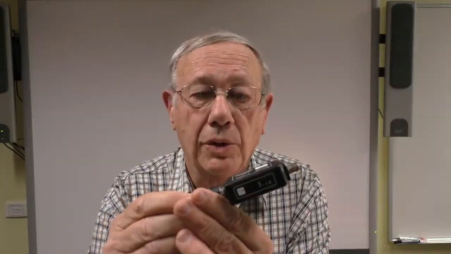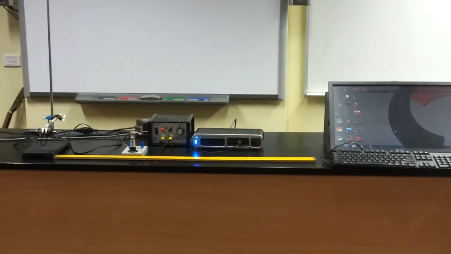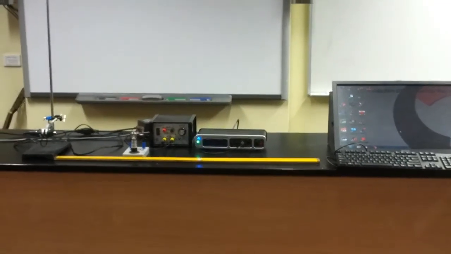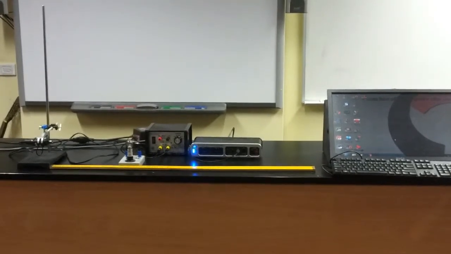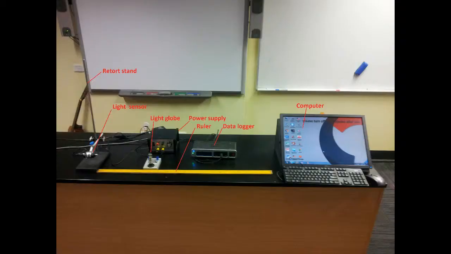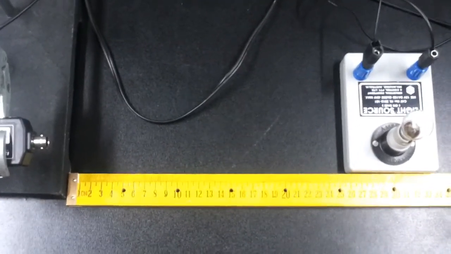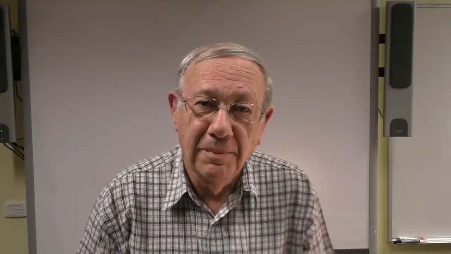What we now need to do with our light sensor is to situate it in front of the globe. So here's the equipment all set up, and you can use what you see here now to create your labelled diagram to go into your prac book. Now the next step is to set up the computer.